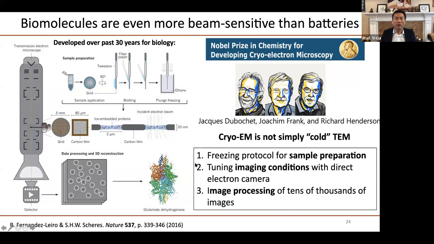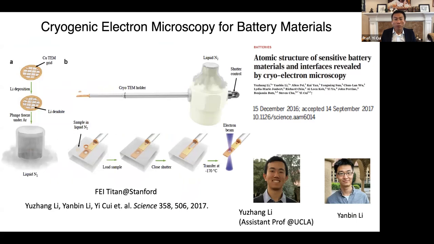And what's the key for batteries? Number one, extremely important, is the sample preparation. We need to learn how to prepare the sample. We actually invented this approach for the battery field: we take the TEM grid and directly deposit metallic lithium filament right there. And Yu Zhang and Yan Bing developed this plunge freeze mechanism under argon. Make sure you don't expose it to air. Lithium metal is so reactive. As soon as you expose it to air at room temperature, the whole thing changes. So you are going to see the artifact. Lithium metal is basically gone. And we immerse this into liquid nitrogen, plunge freeze that.